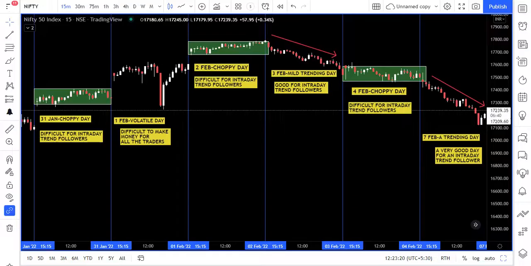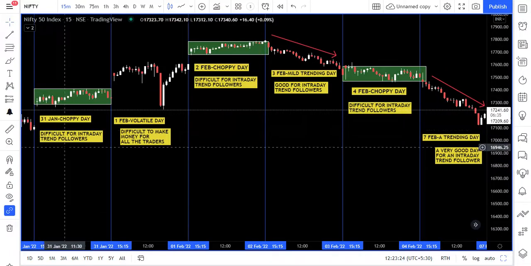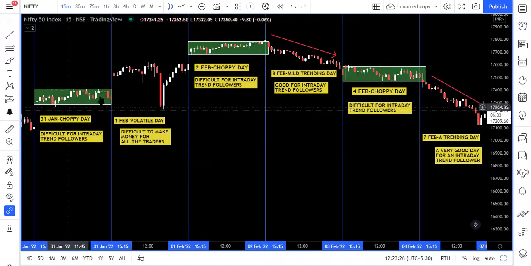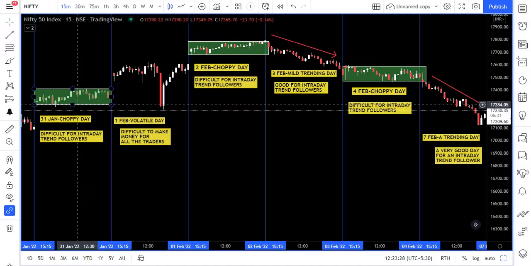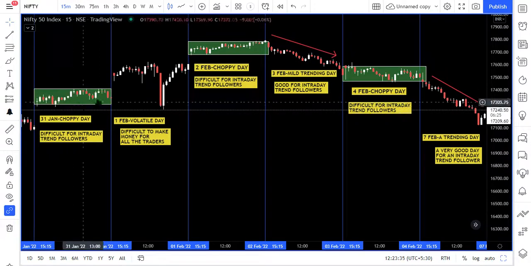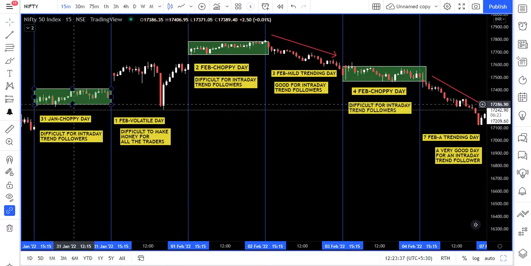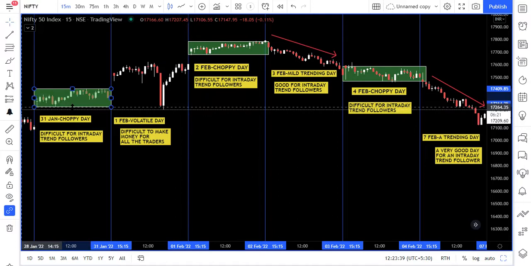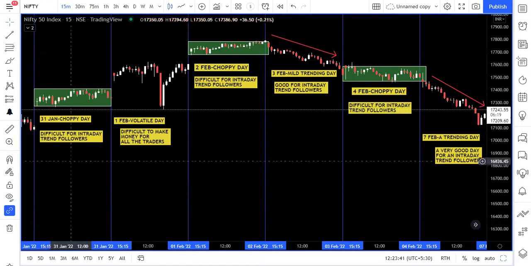Okay, so on 31st January, this was a choppy day. It is a very difficult day for intraday trend followers, because it will not make you money. Either your stop loss will be hit, or you will end up at a small loss or profit, or at break even. So this day will not appeal to an intraday trend follower trader.